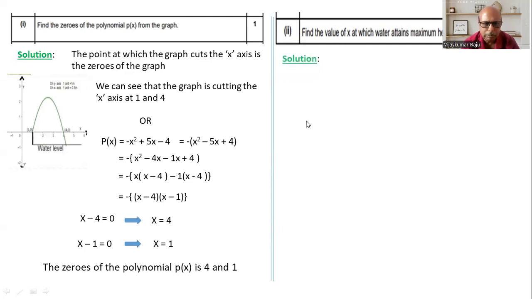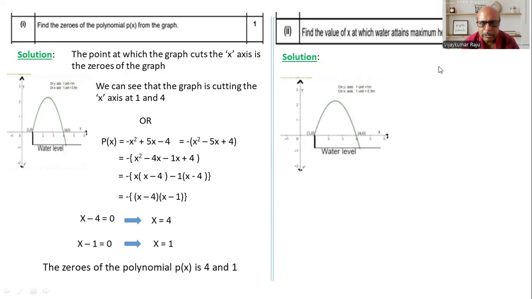Let us draw the graph here again. Okay, this is a graph. This is the water level and the water has attained this maximum height. So from here, this is the maximum height. If you draw a vertical line from here, it cuts the x-axis here. That means I need to find the value of x here. So that is the value of x which I want to find, at what value of x the height is maximum.